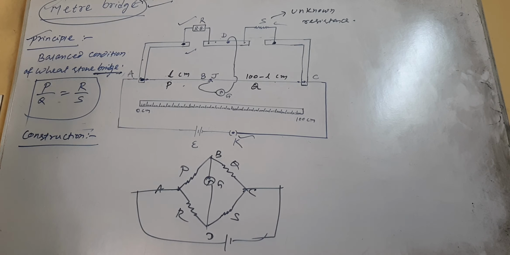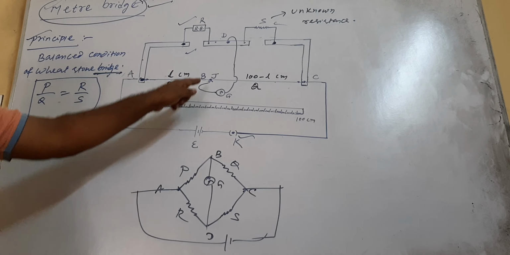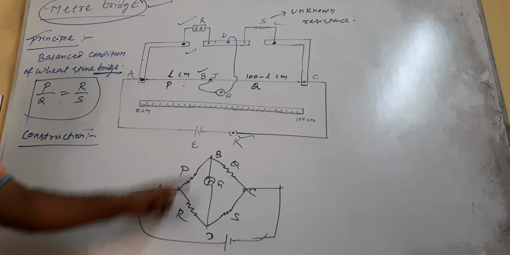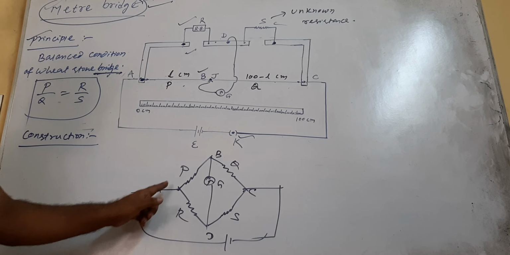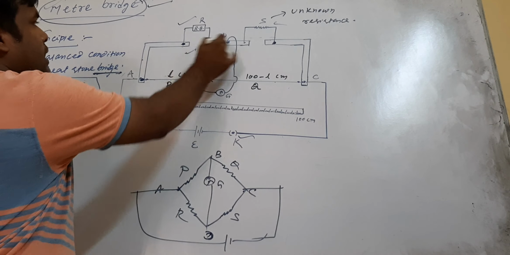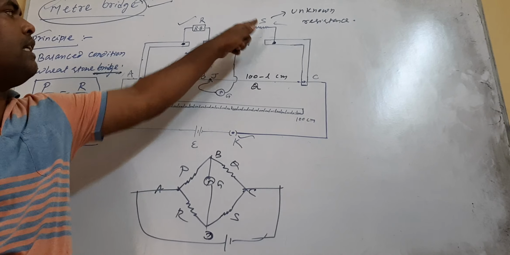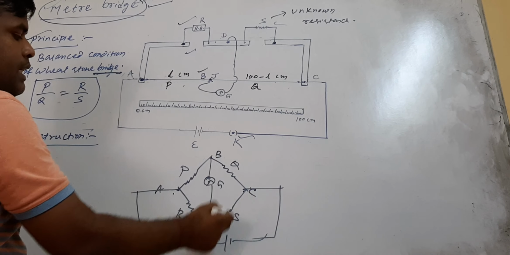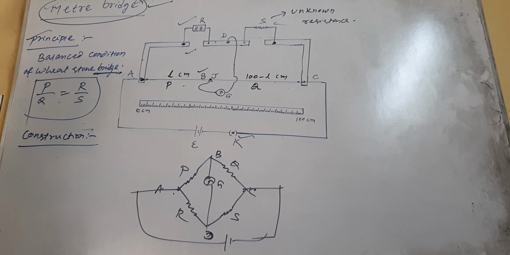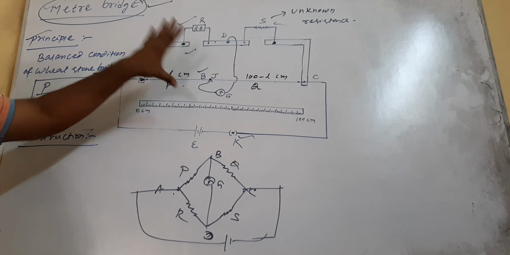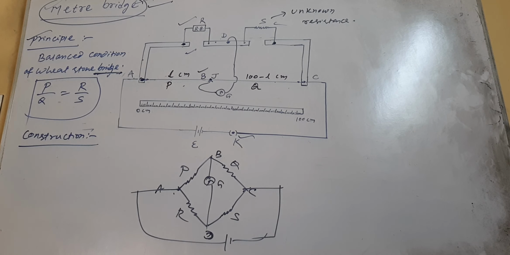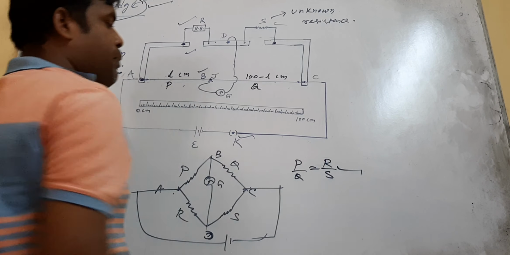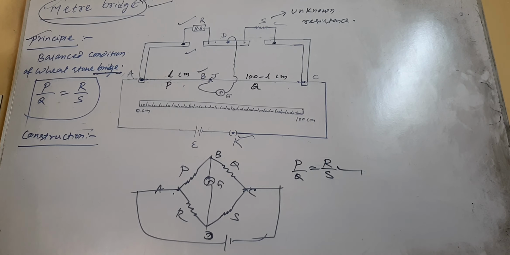Between A and B, you have the resistance P. This null point you take, it is B. Between A and B, the resistance is P. Between B and C, the resistance is Q. Between A and D, the resistance is R. And between C and D, the resistance is S. Between B and D, you have the galvanometer. And between A and C, you have the cell or the battery. That means it is just a Wheatstone bridge. If the bridge is balanced, you know this condition is satisfied, that P by Q is equal to R by S.